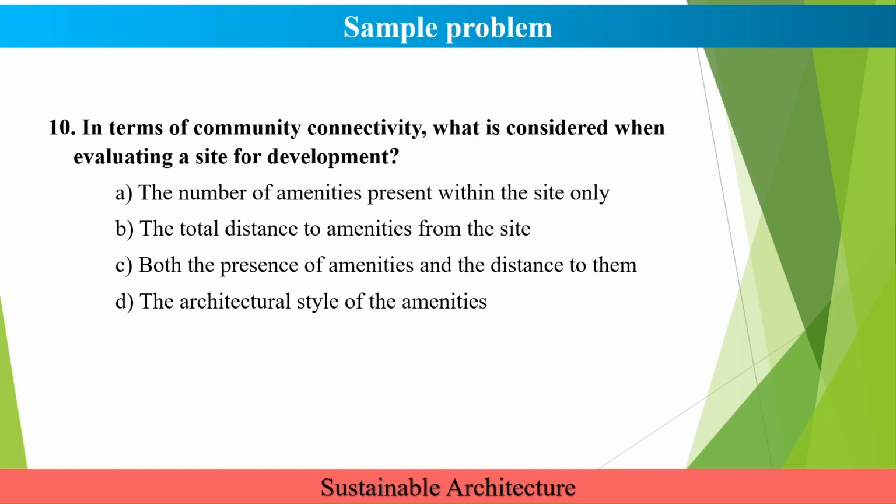So out of these four options, the C option is the correct answer. That is both the presence of amenities and distance to them. And all of you have given the right answer only. So can we move to the next question?